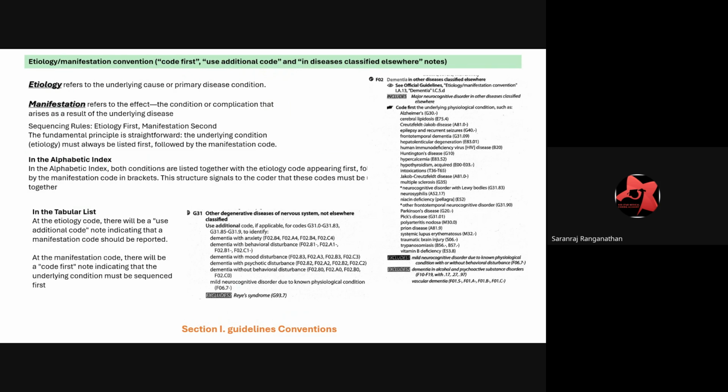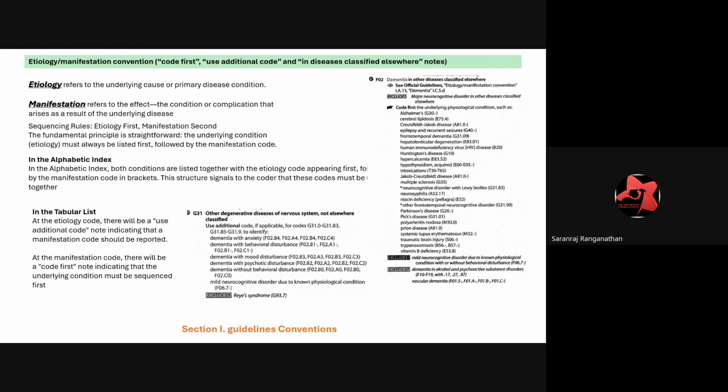Why? Because dementia is a major condition, and because of dementia you may end up with Alzheimer's. One type of dementia is Alzheimer's. So we have to code the etiology first, followed by the manifestation, that is, code first the underlying physiological condition. When the patient comes with dementia and Alzheimer's disease, I will be coding the Alzheimer's followed by the dementia.